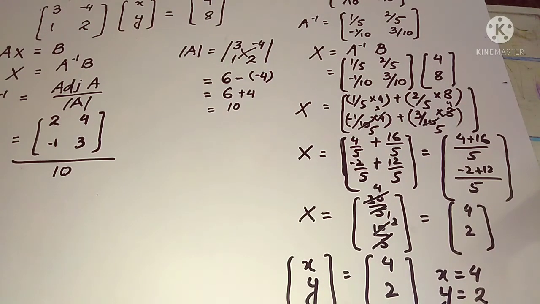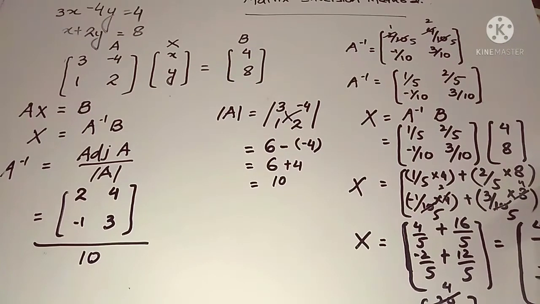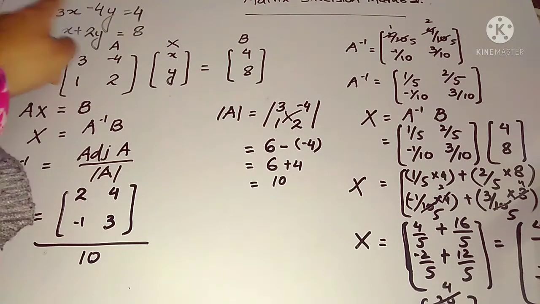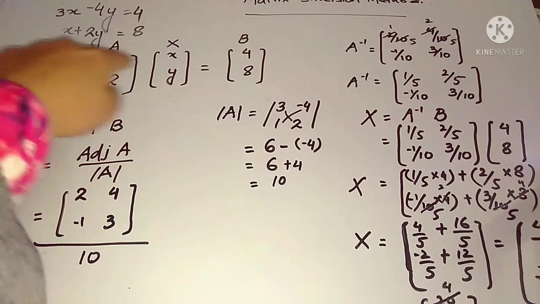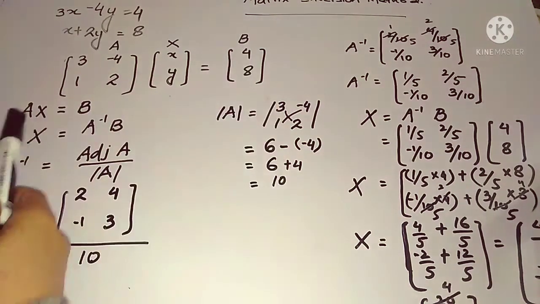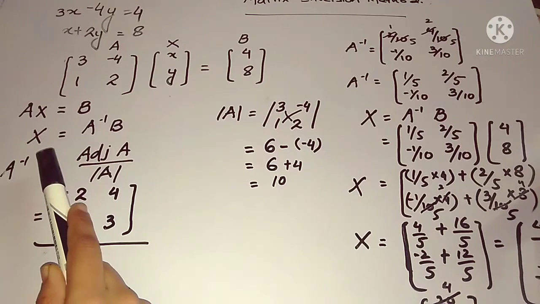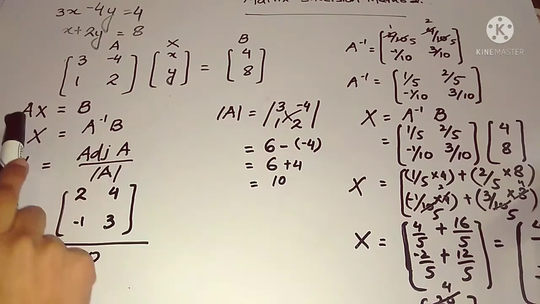Okay, students, remember, I'm going to conclude this whole method that I have done, the matrix inversion method to solve the matrices. The very first step is you have to write down the coefficients in the form of a matrix, then the variables like this, and then the constants like this. Here you can see that this is Ax is equal to B. We have to find the value of x and y. So what will be x? X is equal to A inverse B, because A is multiplying with x.